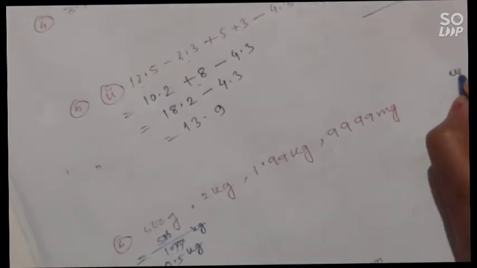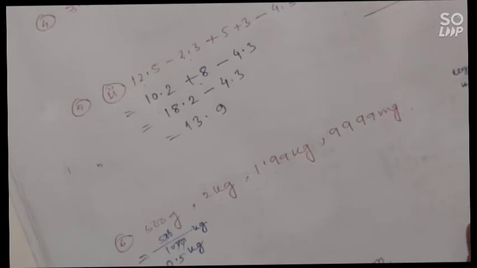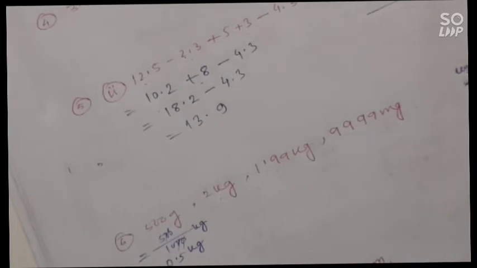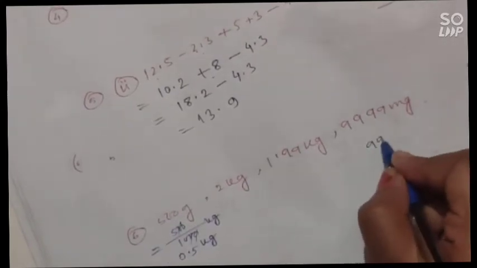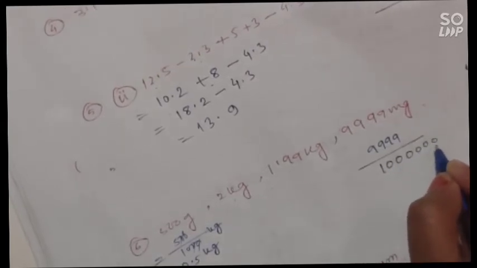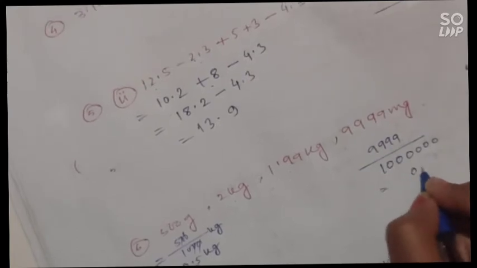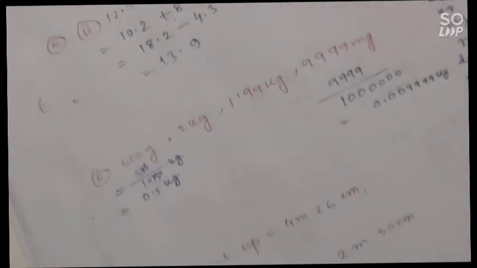So kilogram, hectogram, decagram, gram, decigram, centigram, milligram. So milligram to kg, 1, 2, 3, 4, 5, 6, 6 places, so you have to divide by 6 places. 1, 2, 3, 4, 5, 6. So the decimal place will be 0.00999 kg.